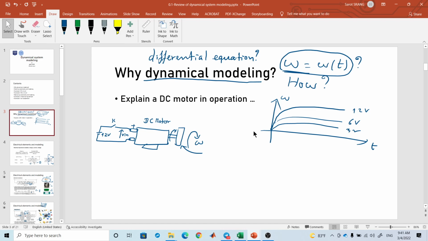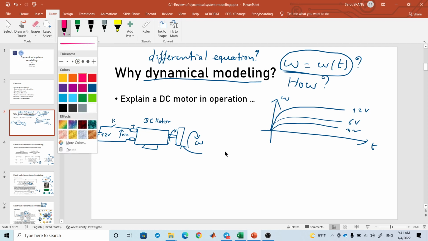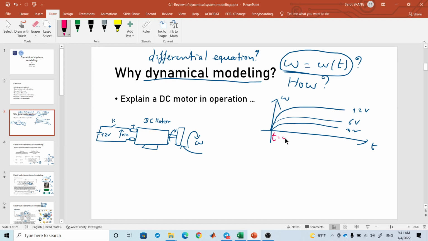And let's call the moment the switch is open the negative time. So negative time is from any time in the past until you start to operate the motor. So at instant t equal to 0, you switch on, then the motor starts to move, right? It starts to move.